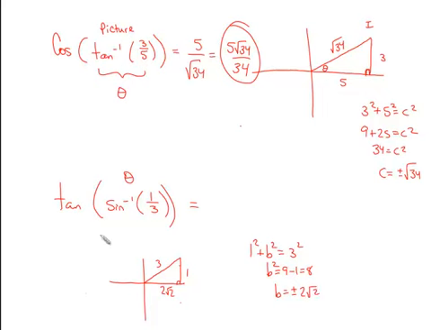So now there's our theta picture. And so now we want tangent of that picture. Tangent of that picture is opposite over adjacent, which when you rationalize it becomes square root of 2 over 4. So that's how it works when the inverse is on the inside.